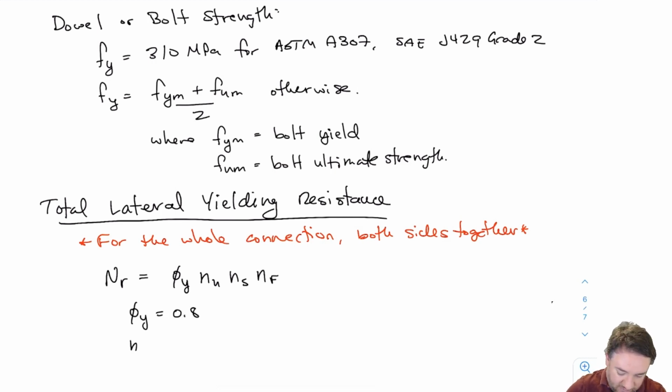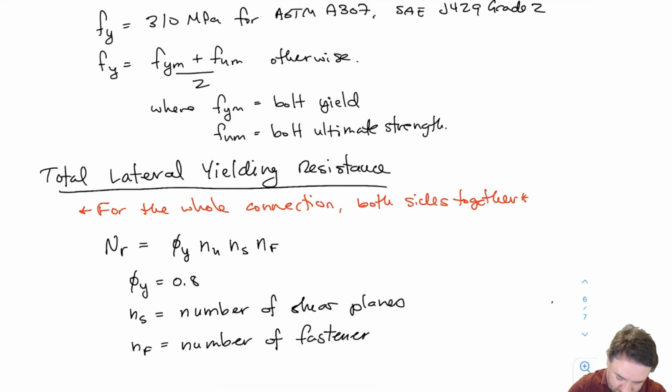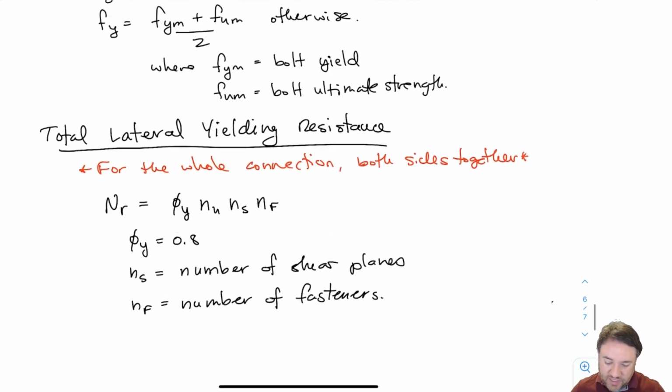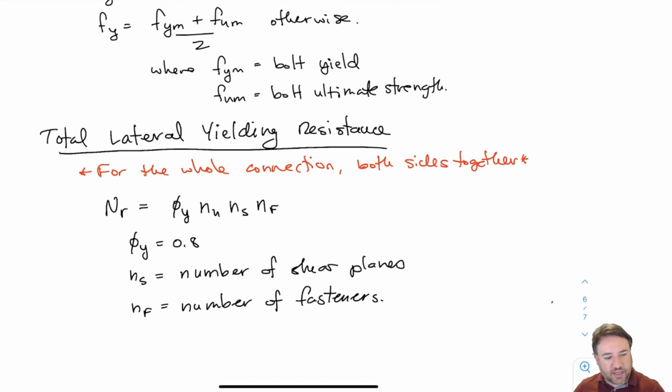We don't have our KD, KSF, KT in this equation, because we already took care of it inside the wood embedment strength, which is different than what we did for nailed connections. Okay, number of shear planes and number of fasteners. So with that, that's the entire approach to calculating lateral yielding resistance.